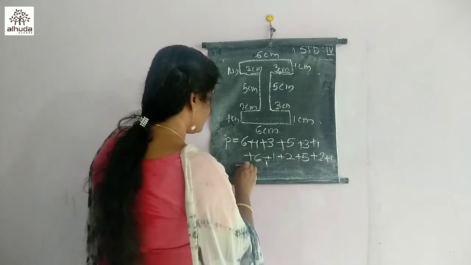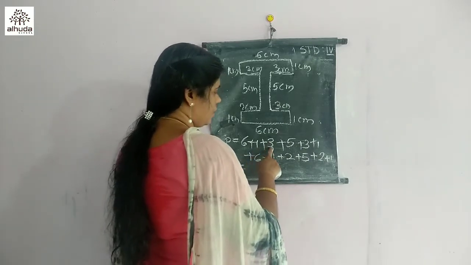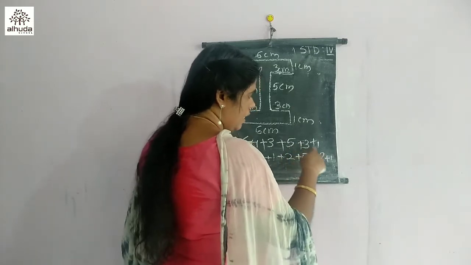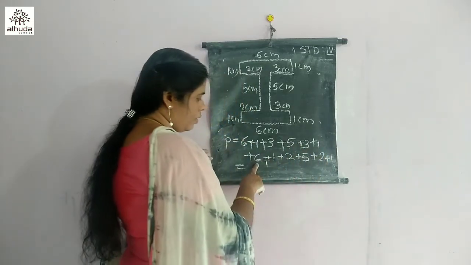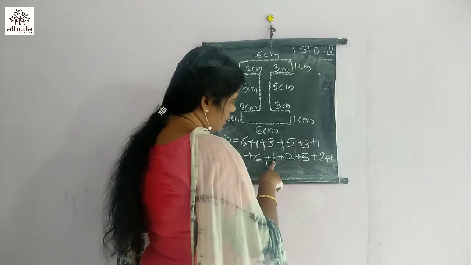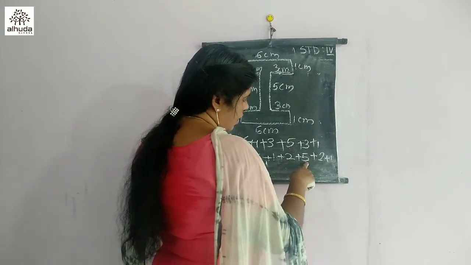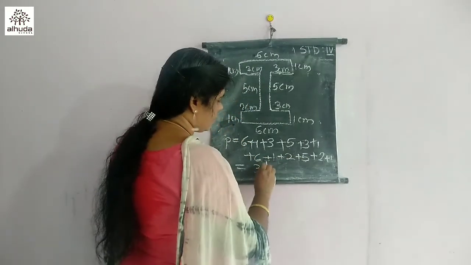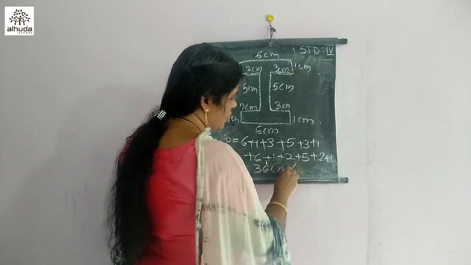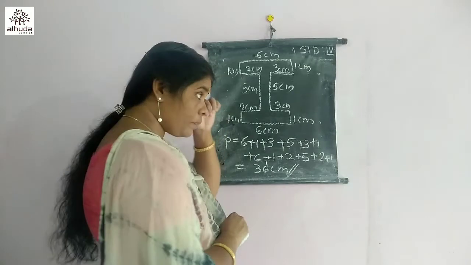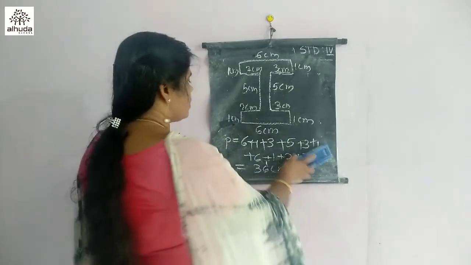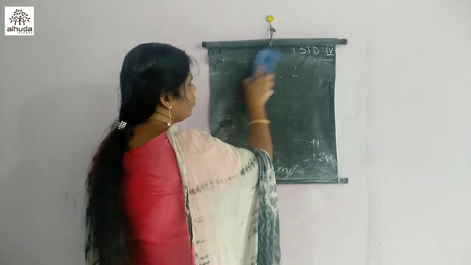We should add all this. 6 plus 1, 7, 10, 15, 18, 19, 25, 26, 28, 33, 35, 36 centimeter. Total 36 centimeter. Okay. So this is the perimeter of a closed figure.